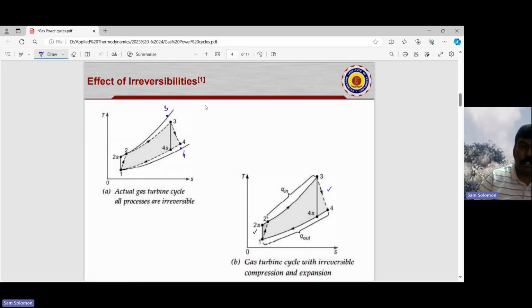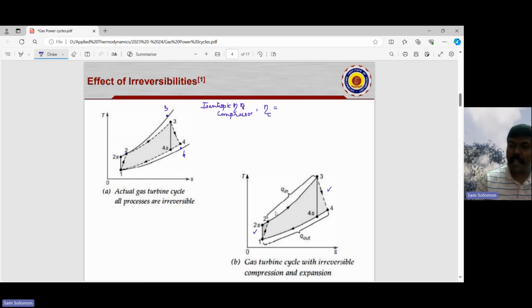What will be given to you in the problem is something called the isentropic efficiency of the compressor, and that is denoted by eta C. Okay, so you can see that 1-2s has shifted to 2.